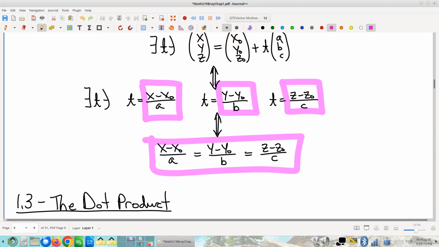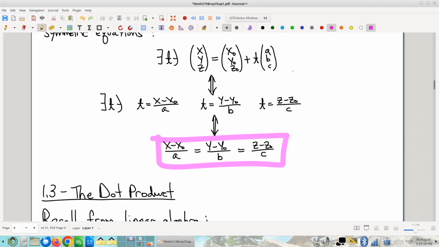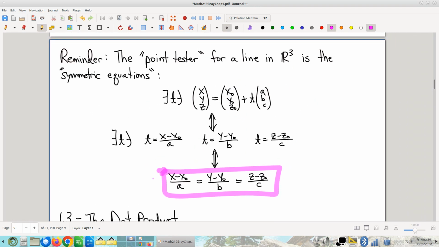And this is actually a very satisfactory point tester. This is what we call the symmetric equations. If I can get this to cooperate. There we go. This is the symmetric equations for a line in R3, and it serves very nicely as a point tester. And I said there was not an equation. This is two equations. Okay, so that's a nice little tool in various circumstances.